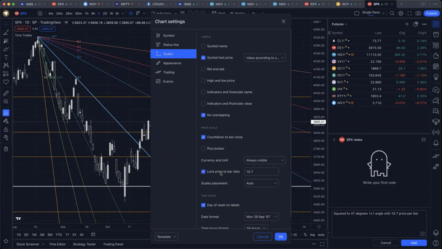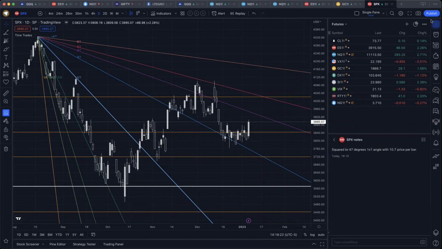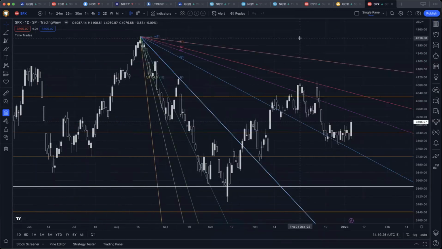So I want to just save it in the notes for the stock so that when I want to turn that back on again, I don't have to go back to Time Trades and re-square the chart. Okay, so this is squared to 47 degrees, 1 by 1 angle using a 10.7 price per bar ratio. So we're going to add that note and we can get rid of that.